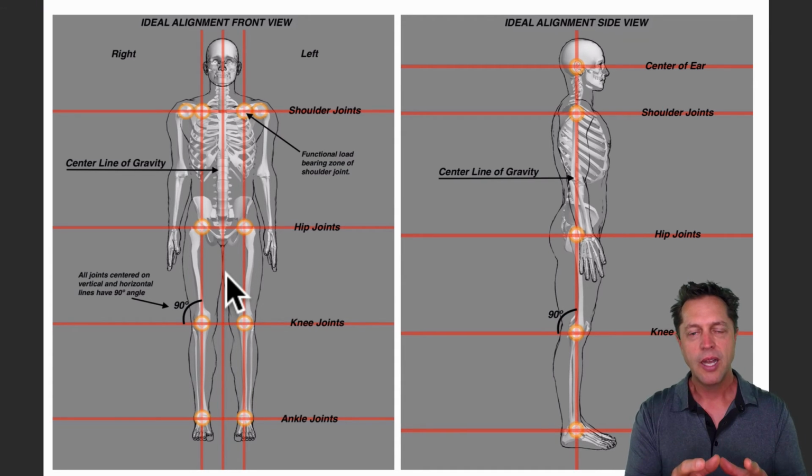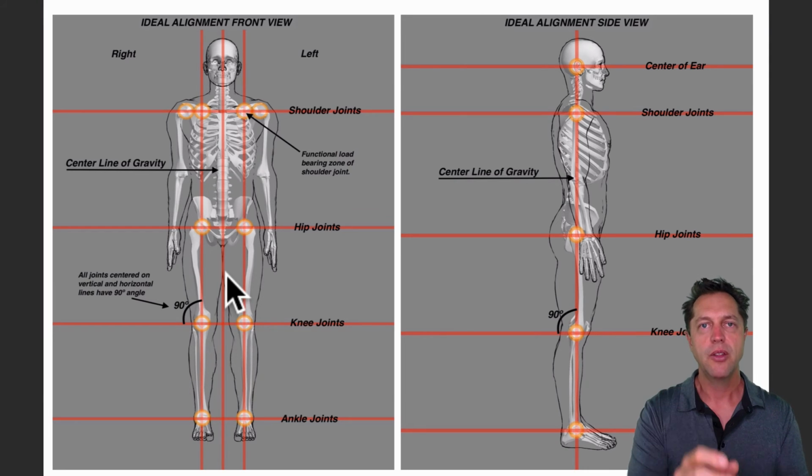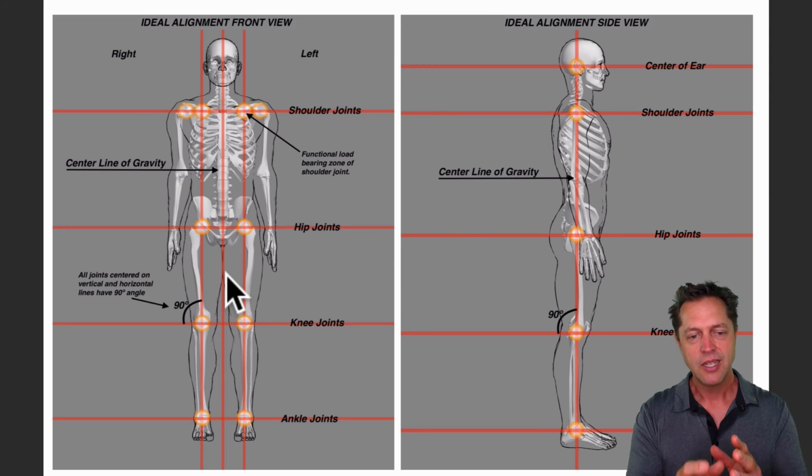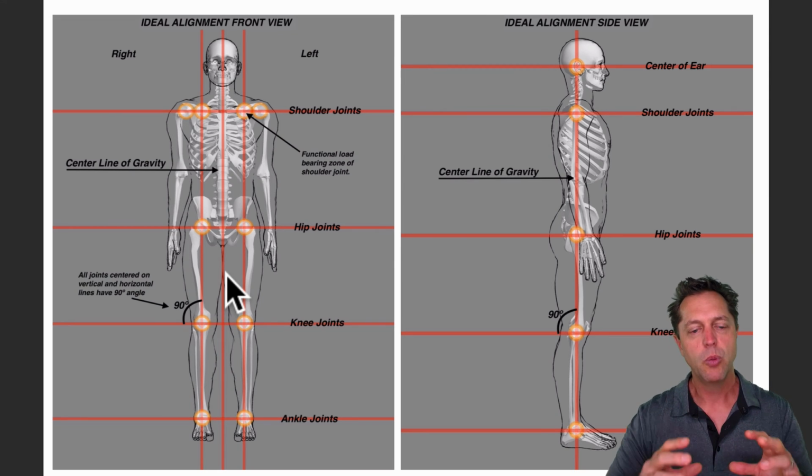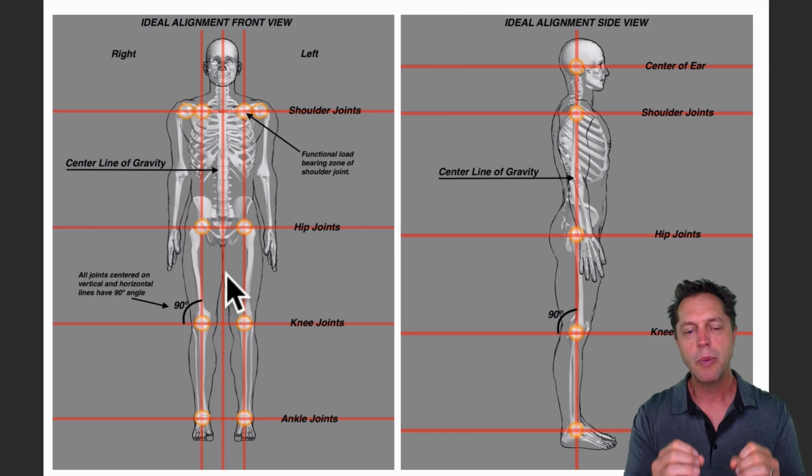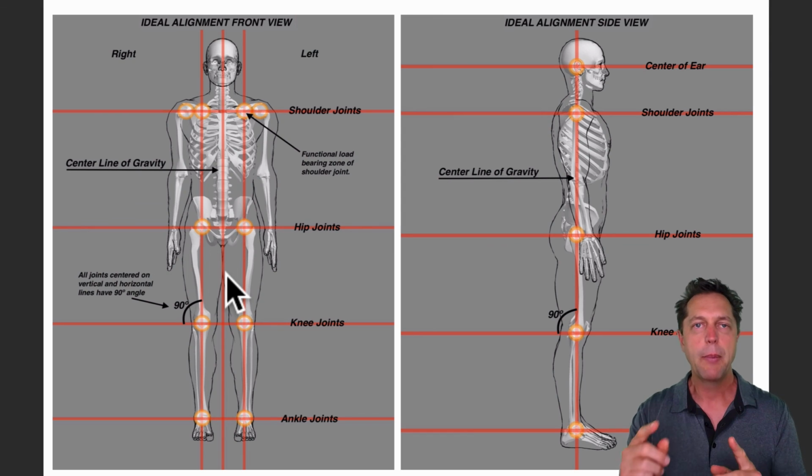So if the spinal alignment is off, it's because of the relationship of the other joints. Yes, the spine has specific movements it can do. Yes, the spine is load-bearing, but we're looking at these major load-bearing joints and relating that back to the spine.